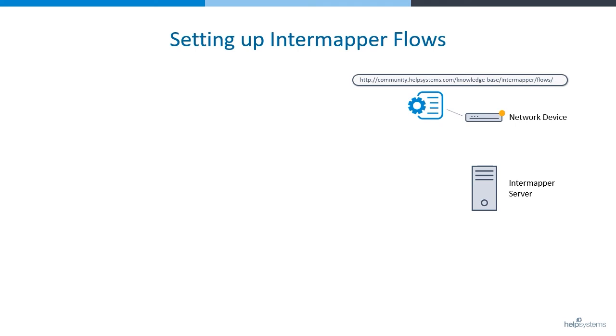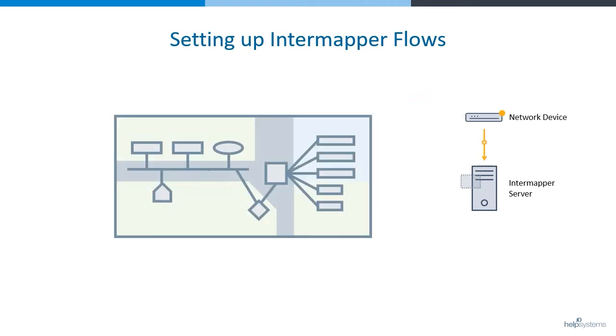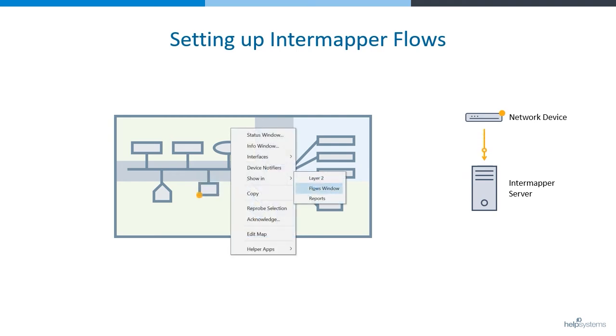The first step in setting up Intermapper flows is to configure your flow exporters. Instructions on how to do this are normally available from the vendor, but there's also some useful information in the knowledge base on the Help Systems website. Once the export has been started, you need to start the flow daemon from the Intermapper control center. Note that this component is not automatically started by default. By adding the flow collector to the network map, you can then access the flow analyzer interface by clicking that object on the map.